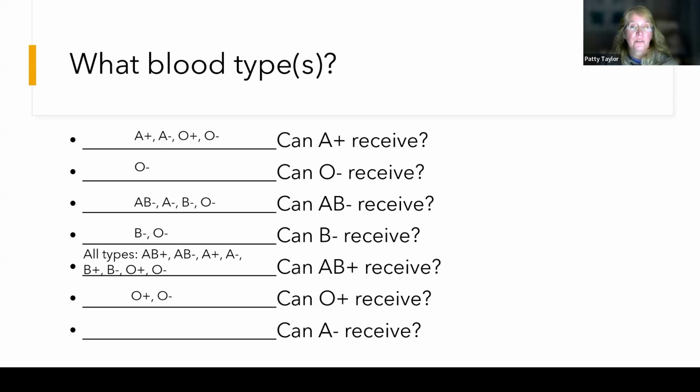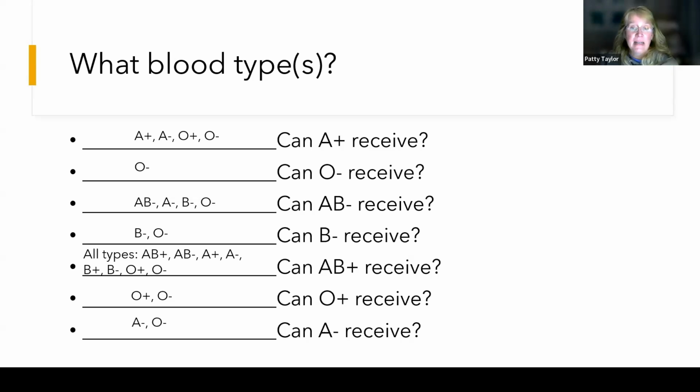Now, O positive can receive O positive and O negative. Why can't we get anything that's A or B? That's because we already have present anti-A and anti-B antibodies that would fight against any blood type containing those antigens.